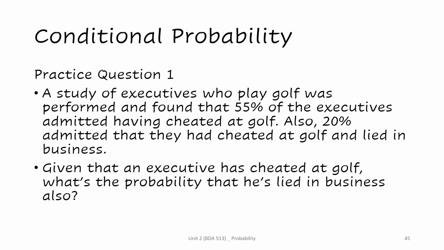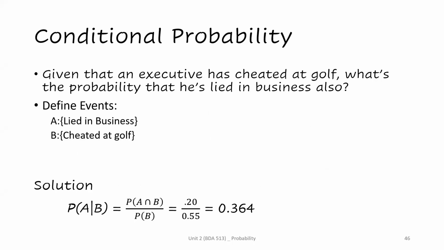A study of executives who play golf was performed and found that 55% of executives admitted to having cheated, so they cheated at golf. Also, 20% admitted that they had cheated at golf and also in business. So given that an executive has cheated at golf, what's the probability that they lied in business also?